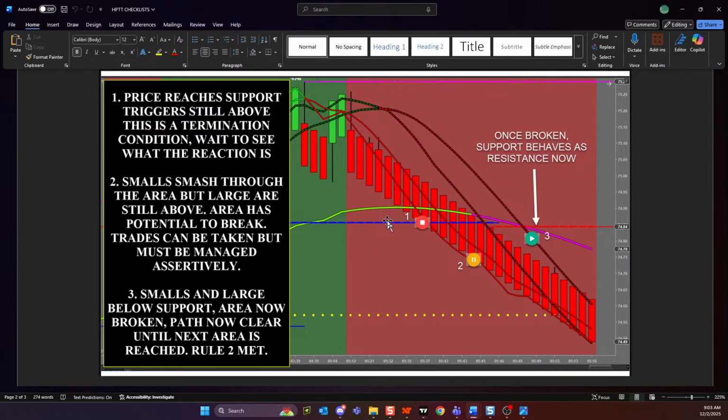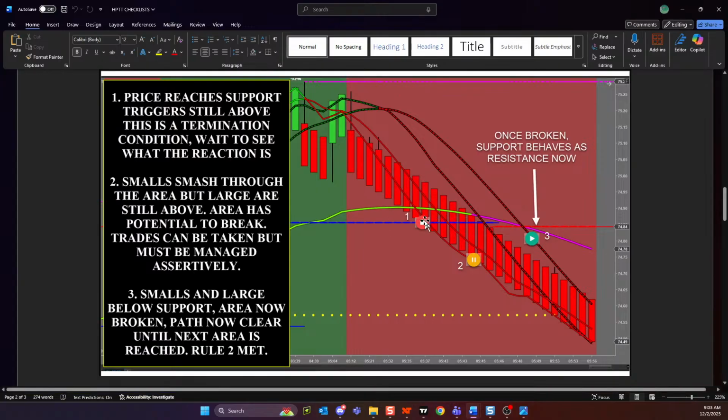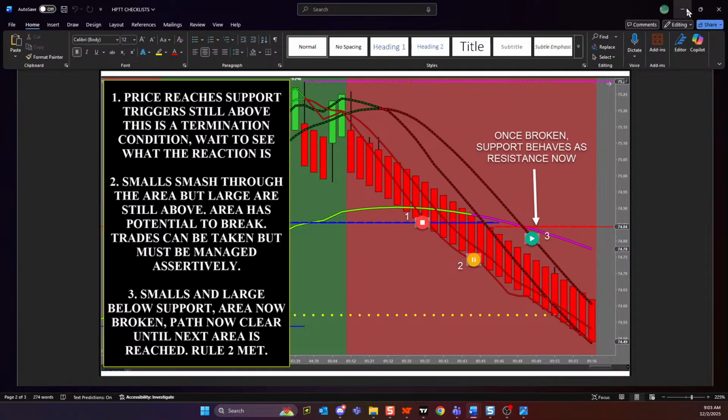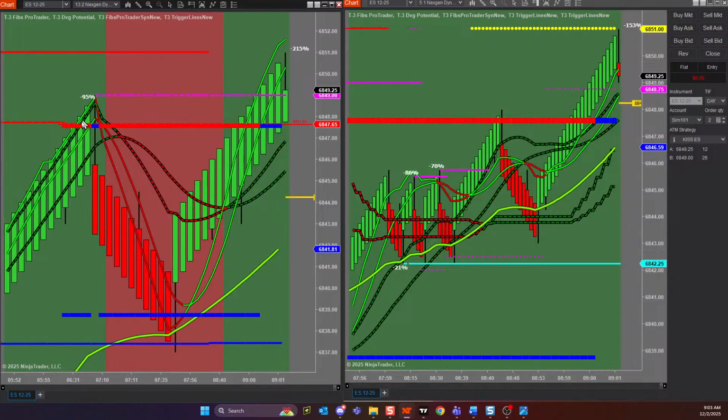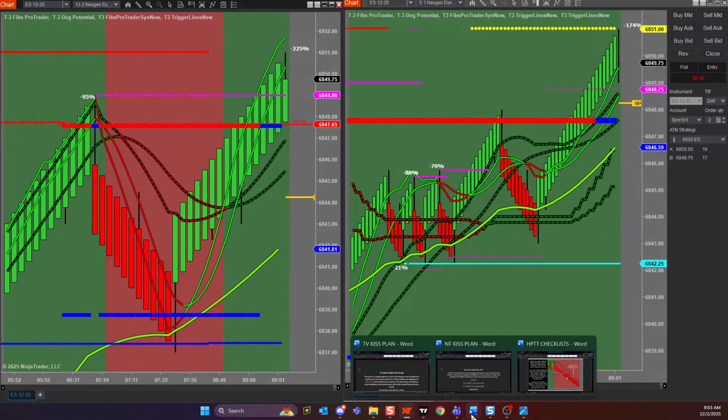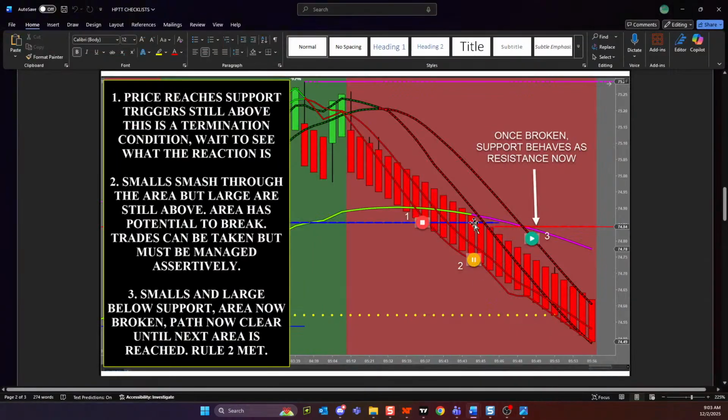You cannot begin a trade. You can't go short into an area of support that has been deemed a termination condition. So what we're going to do is we're going to sit on our hands in instances like this. And then if we get 3 trigger lines through, both small and 1 large, as long as we have that momentum, rule number 1, we will look for a medium probability trade.